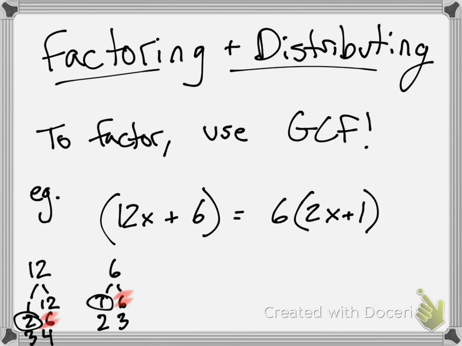Look at that. So when I divide by 6, I pull out that 6. 12 divided by 6 is 2, but we still have that x. That x stays. 6 divided by 6 is 1. So that is how we get that. What if I had something that looked like this? 5x plus 20y. I want you to factor that for me.